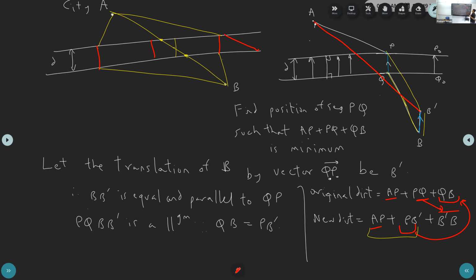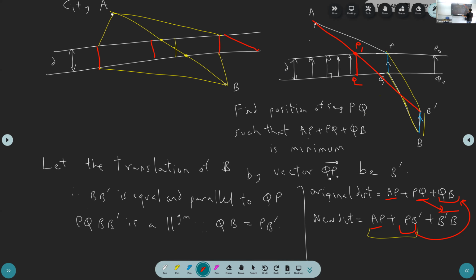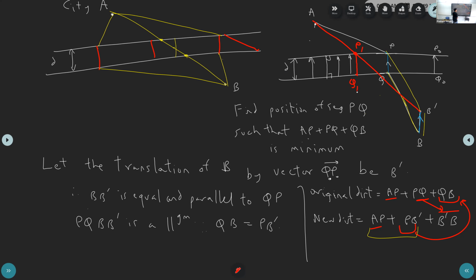So draw the straight line from A to B dash, and wherever that straight line cuts the river, that has to be the point P. And again, we have to complete the proof that we did this construct. So let me call this point P1 and Q1. Okay. So our claim is that this point P1, Q1 gives us the shortest path. Okay, but how will you write the proof of that?